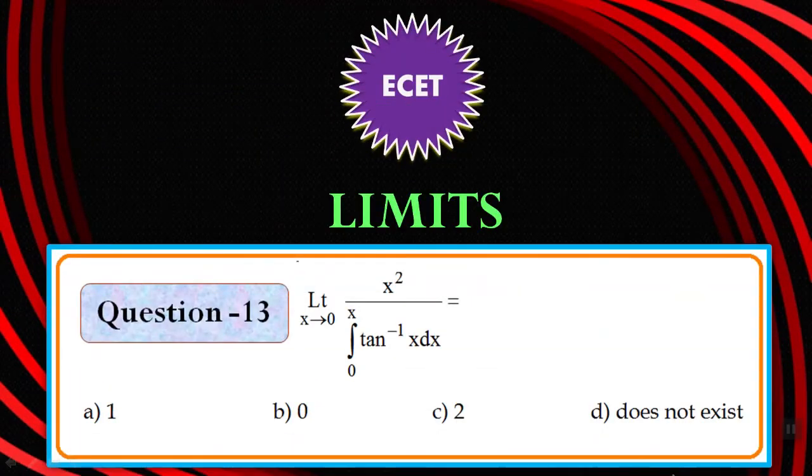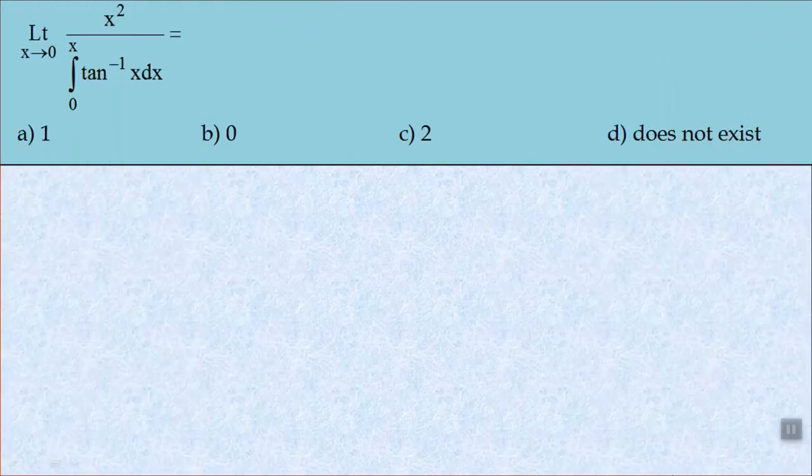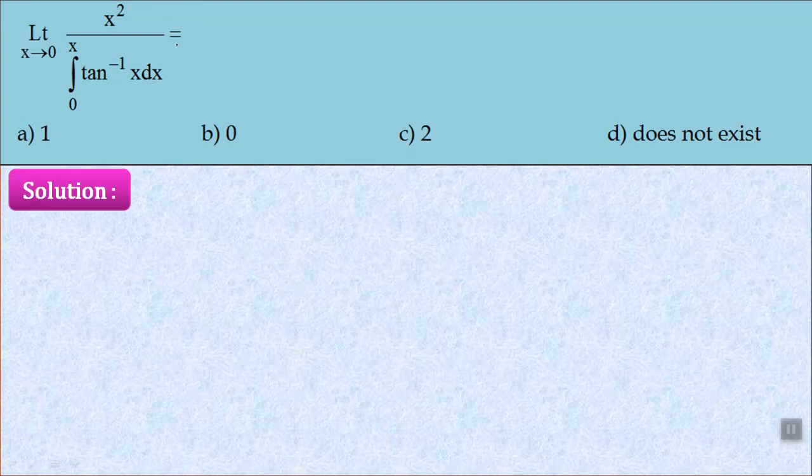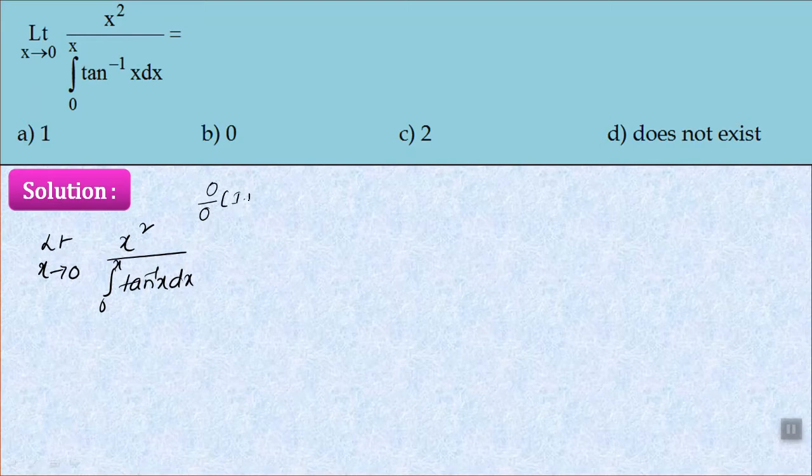Dear students, see question number 13. Read the question and write it. The question is: limit x tends to 0, x square by integral 0 to x tan inverse x dx is equals to. Let us start the solution. Limit x tends to 0, x square by integral 0 to x tan inverse x into dx. Here we substitute the limit, we get the 0 by 0 indeterminate form. So we can proceed with L'Hospital's rule.